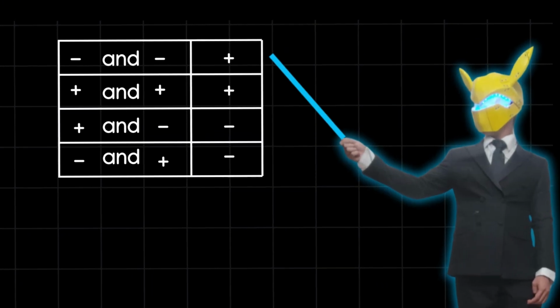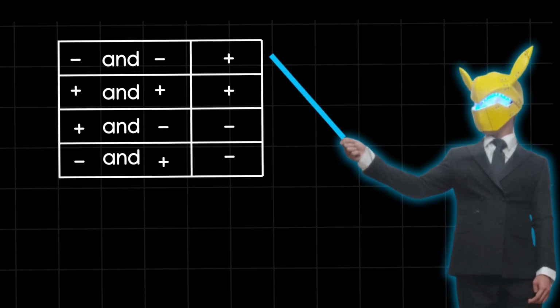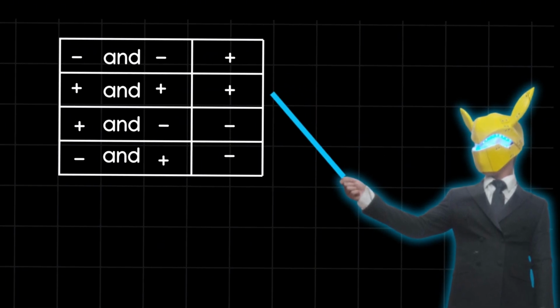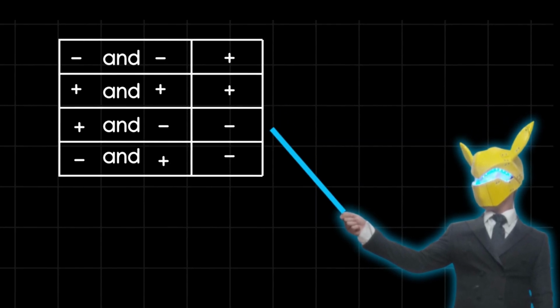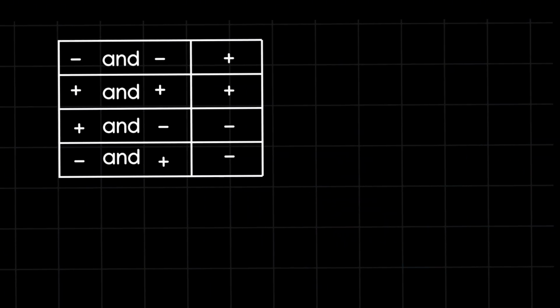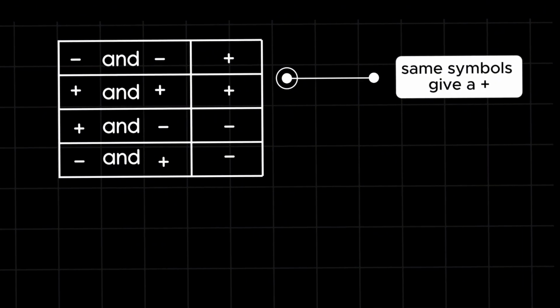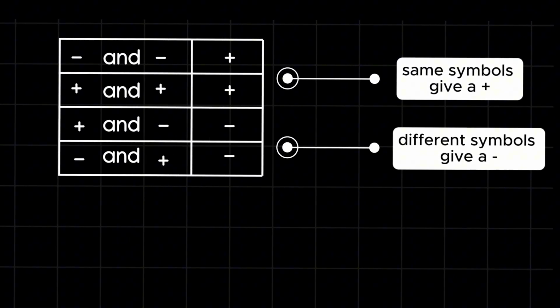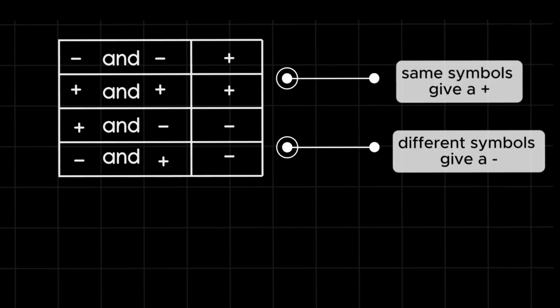So the rules are minus and minus next to each other gives you a plus. Plus and plus next to each other gives you a plus. Plus and minus next to each other gives you a minus. And minus and plus next to each other gives you a minus. So think of it as the same symbols next to each other give you a plus, and different symbols next to each other give you a minus. Let's put these into a few more examples.